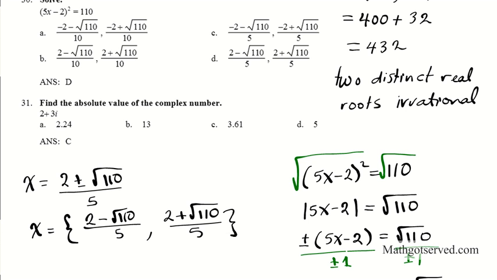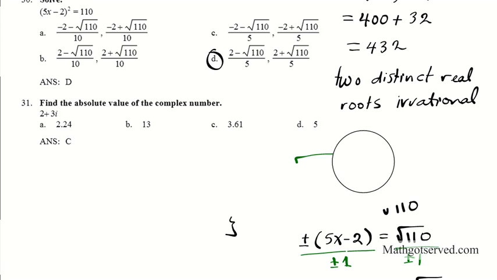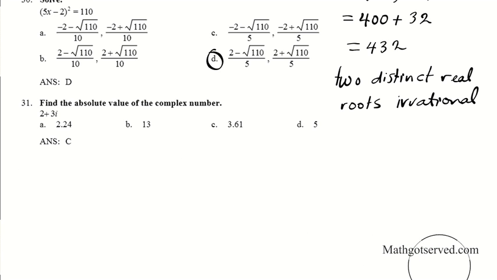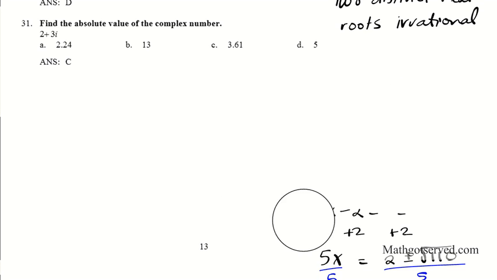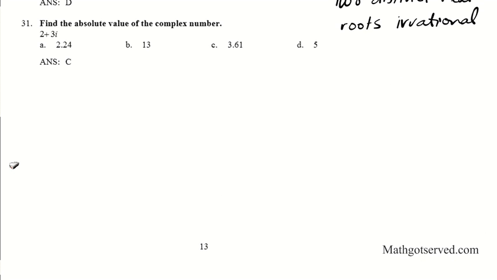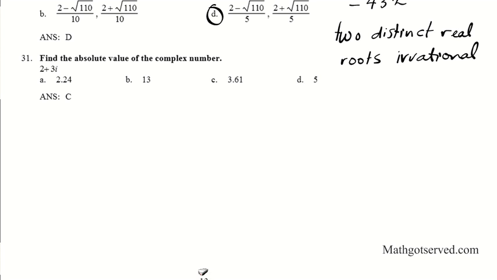Okay, so our answer is option D. Okay, let's move on to question number 31. I asked for the absolute value of the complex number. So the absolute value of the complex number, remember what we did before. We talked about absolute value being the |z|, and we can find that just by using the Pythagorean Theorem, okay?